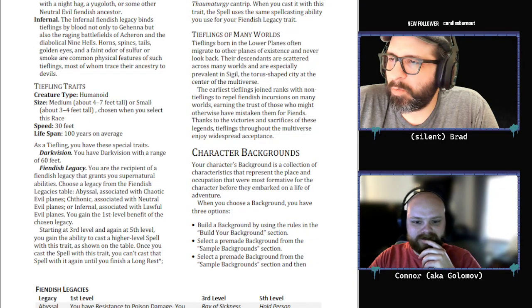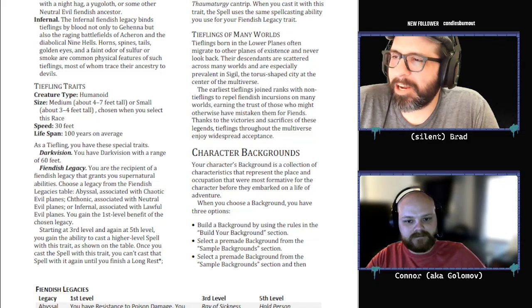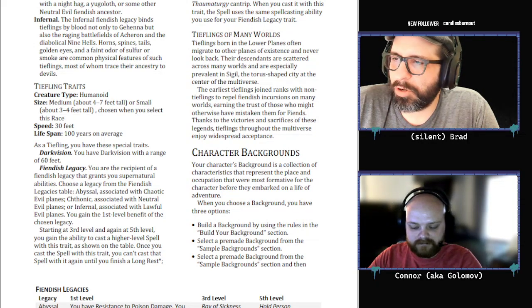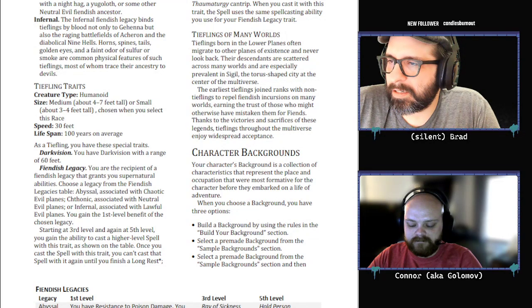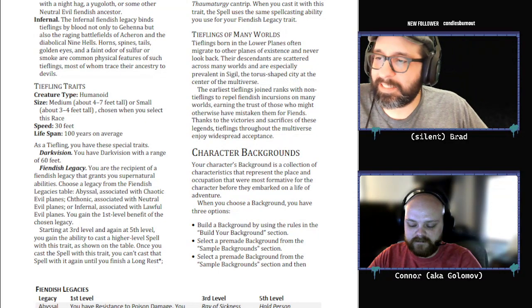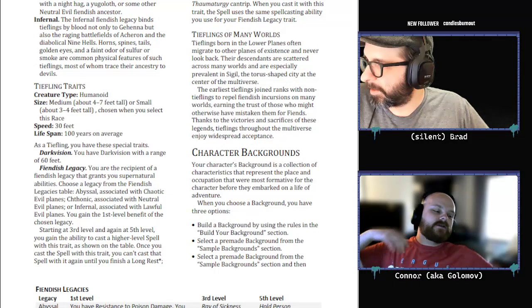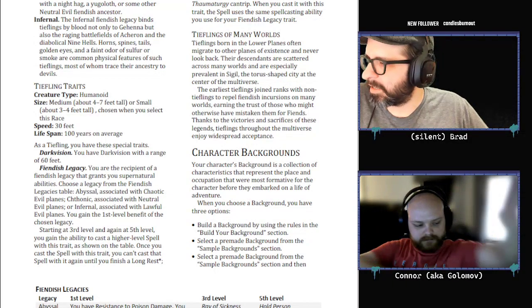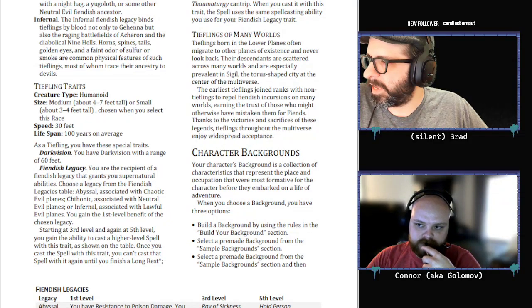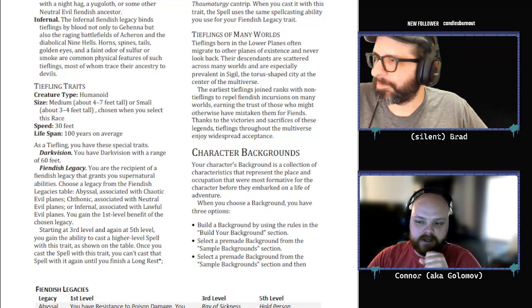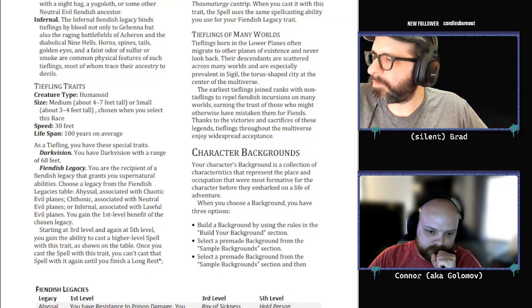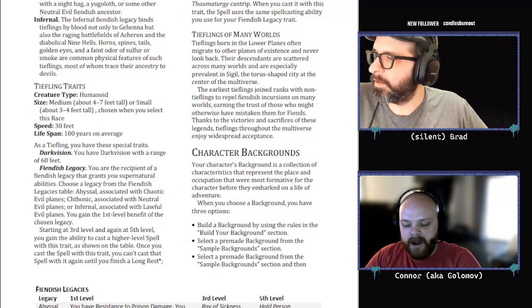So tieflings of many worlds, born in the lower planes, often migrate to other planes and never look back. Especially prevalent in Sigil. Dude, kind of everywhere. Tieflings are so easy to spread all over. Exactly. A lot of demons have access to planar travel. Yeah. They want their minions everywhere.